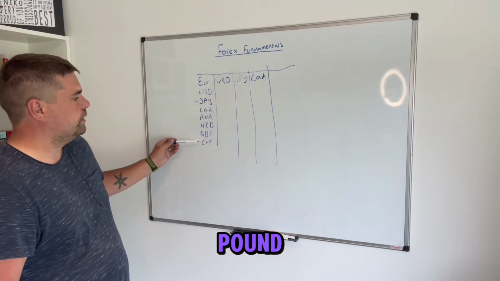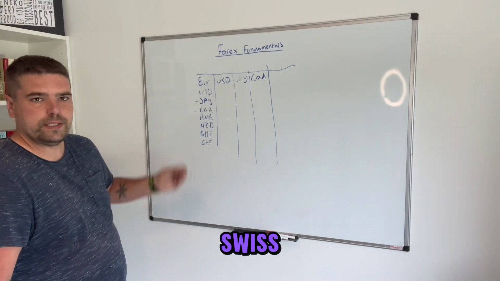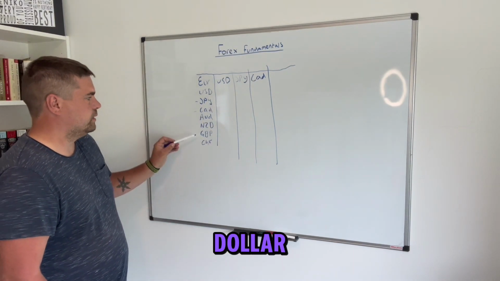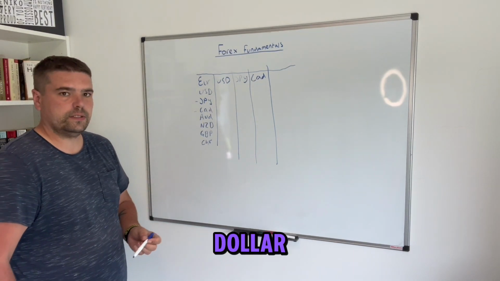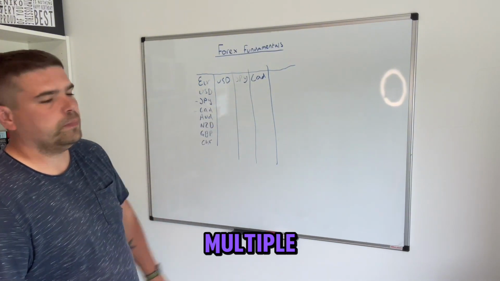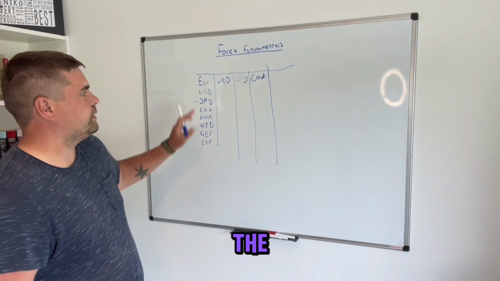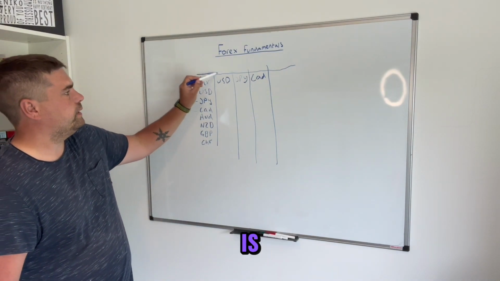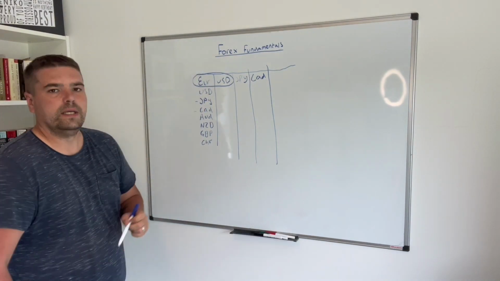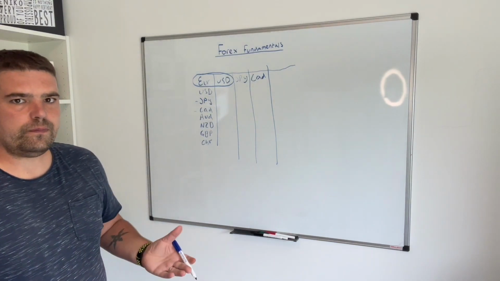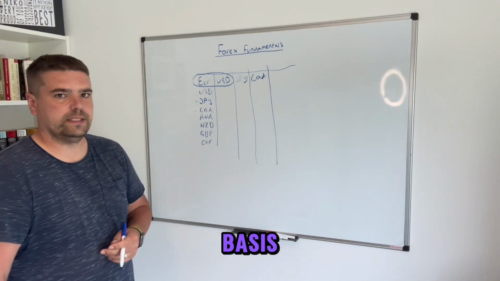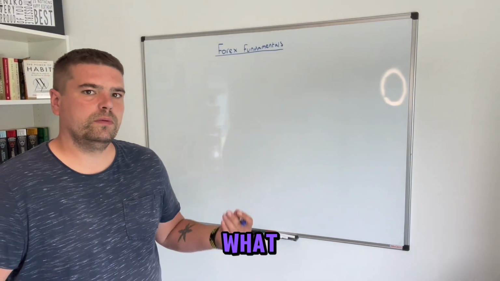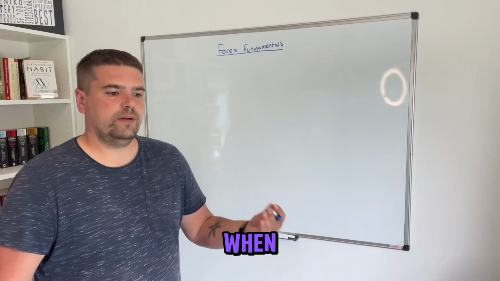euro pound, you could have Swiss Japanese yen, Australian dollar US dollar, pound Australian dollar. You can combine them in multiple different ways, but you pick any of the two, match them together, and that would be a pair. And the most commonly traded one is the euro US dollar. It's the one pair that I trade on and what I will use for the basis of all of the videos. So at this point, we know what the base and the quote is when forming a pair.